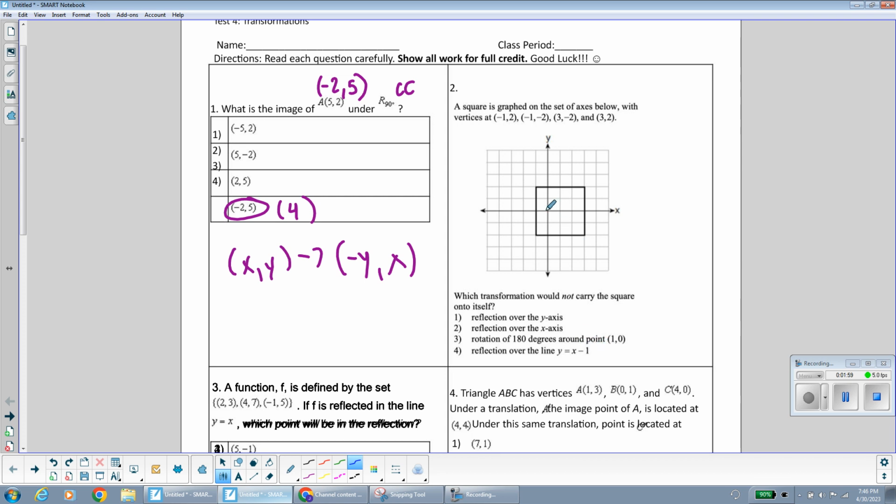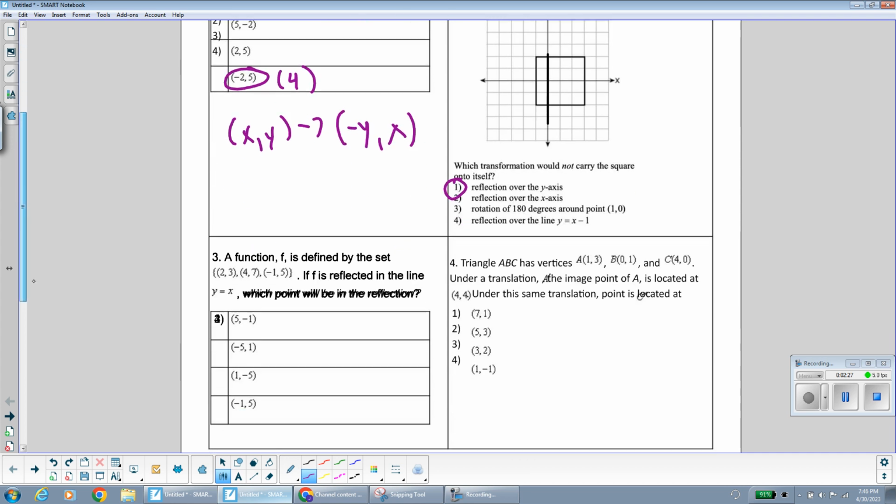And reflection over the line y equals x minus 1. That has a y-intercept of negative 1, so I'm going to start there, and a slope of 1. So I'm going to go up 1 over 1, up 1 over 1, and I can go 1 in the other direction as well. And notice how that is a line of symmetry. So that works as well. The only one that didn't work was answer choice number 1. The y-axis, I'll just show you again, is not a line of symmetry. That does not go through the middle. So answer choice 1 is the correct answer to that question.